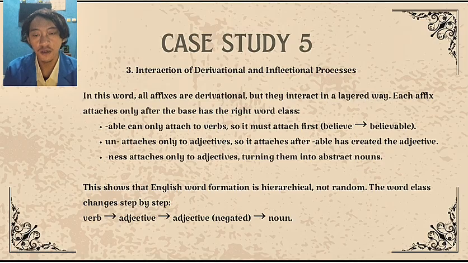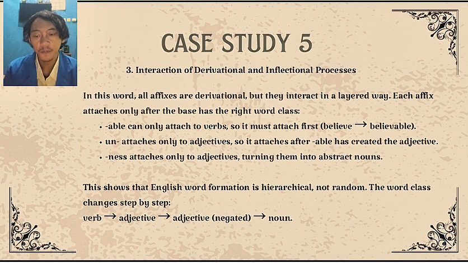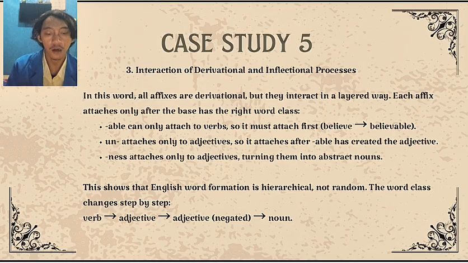In this word, all affixes are derivational, but they interact in a layered way. The suffix -able can only attach to verbs, so it must attach first. Un- attaches only to adjectives, so it attaches after -able has created the adjective. The third, -ness attaches only to adjectives, turning them into abstract nouns. This shows that English word formation is hierarchical, not random. The word class changes step by step: verb becomes adjective, negative adjective, and then noun.